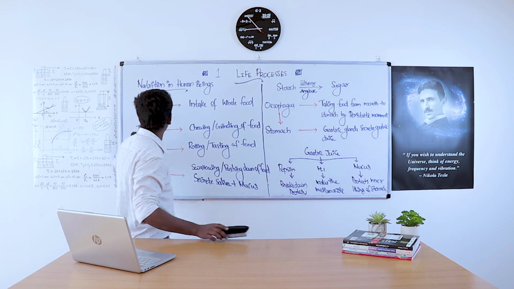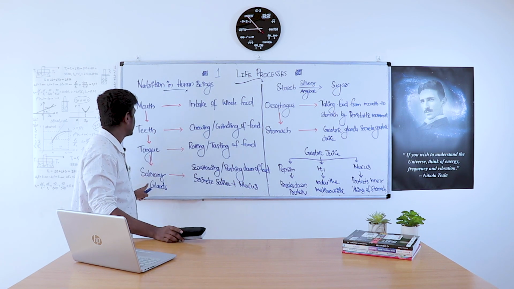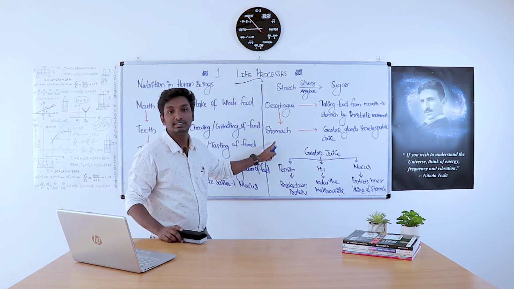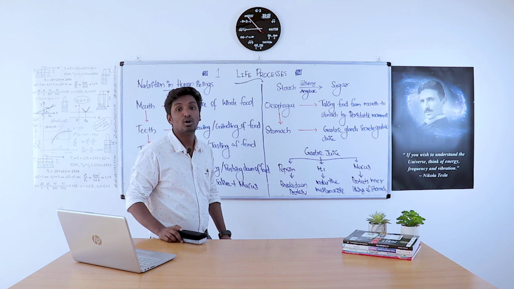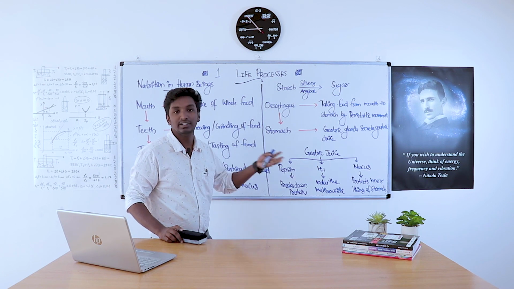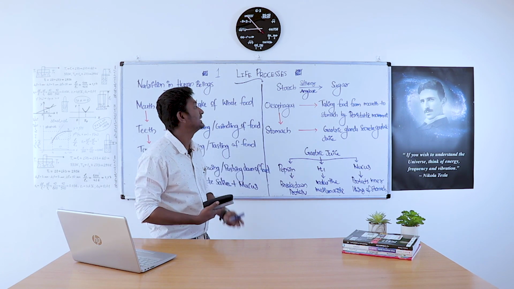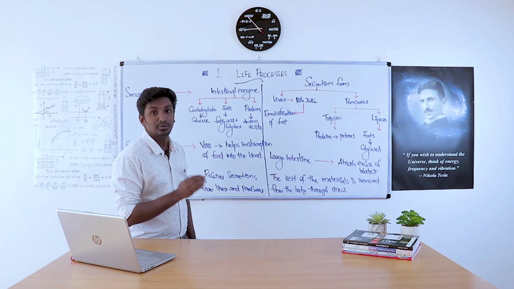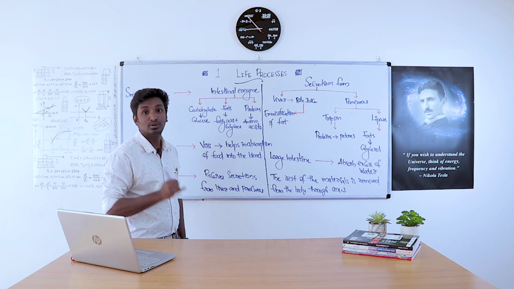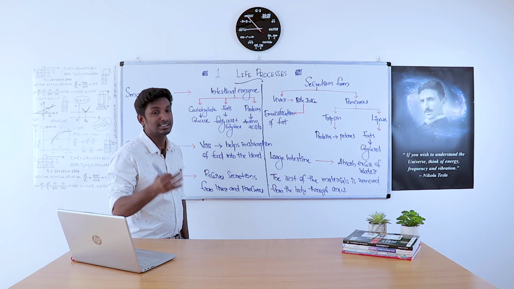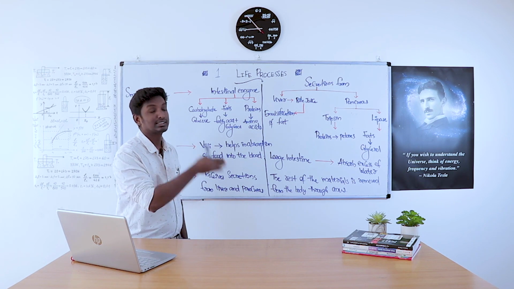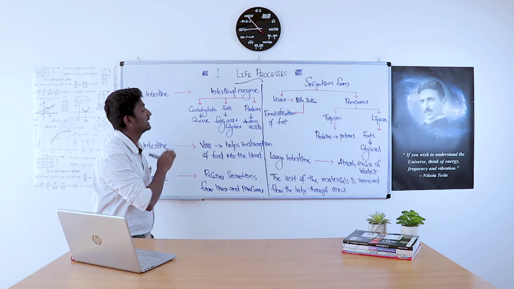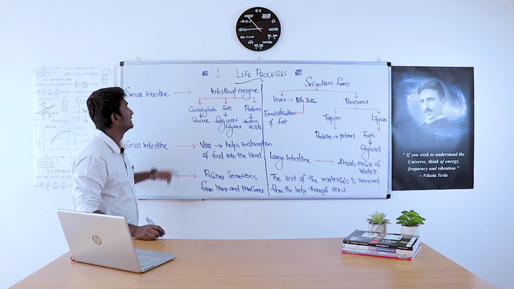So starting from the mouth, teeth, tongue, salivary glands, esophagus, stomach. Next, small intestine and large intestine. We need to study about small intestine and large intestine. So nutrition in human beings, starting from the mouth, teeth, tongue, salivary glands, then stomach. Moving to the next part, which is small intestine.